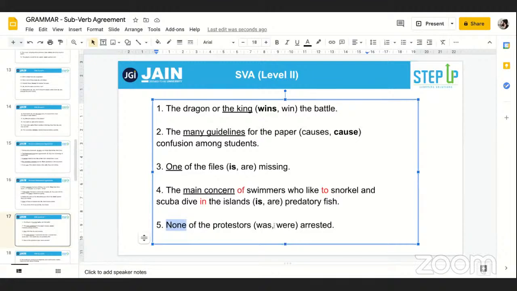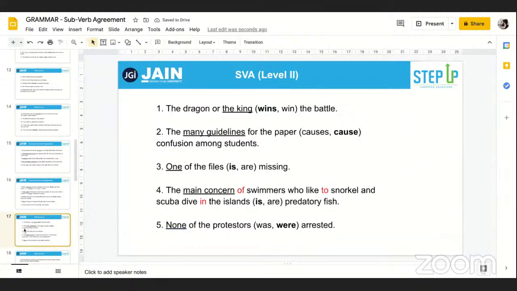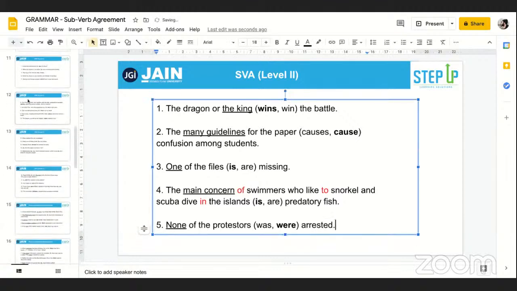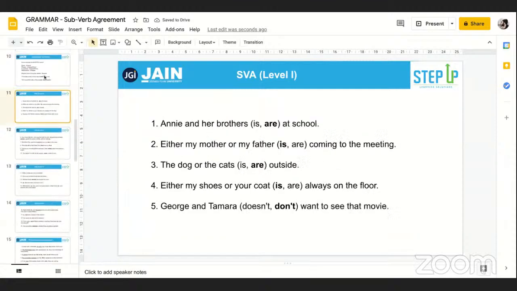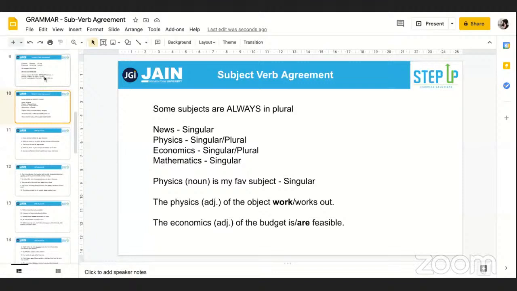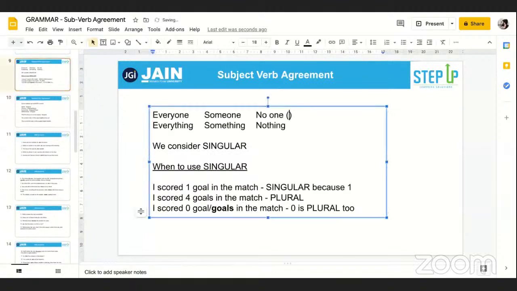None of the protesters were arrested. None of the protesters. None means zero. Yes, it's zero. Here, everyone, someone, no one is singular. None is zero. So do not confuse between no one and none. No single one, that is singular. None is zero, plural.